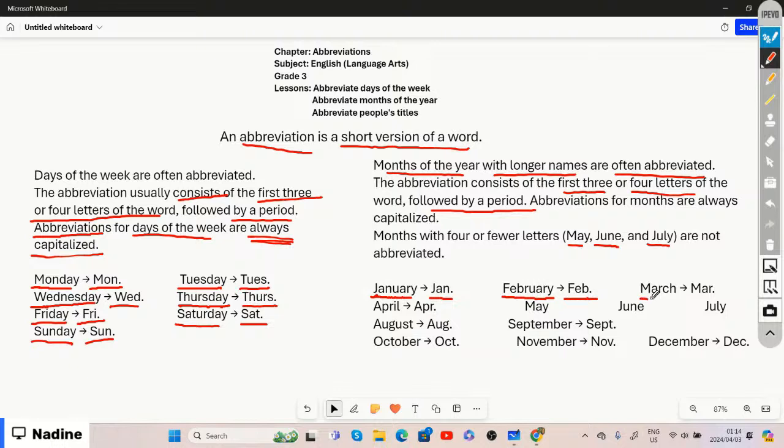March, right? March is Mar and it is followed by a period. Remember, capitalize also, right? Don't forget to capitalize it. Then we have April, capital letter A for April. And we shorten April by saying A-P-R and a period. And we said May stays the same because it's only three letters. June stays the same because it's four letters. July stays the same because it's four letters.